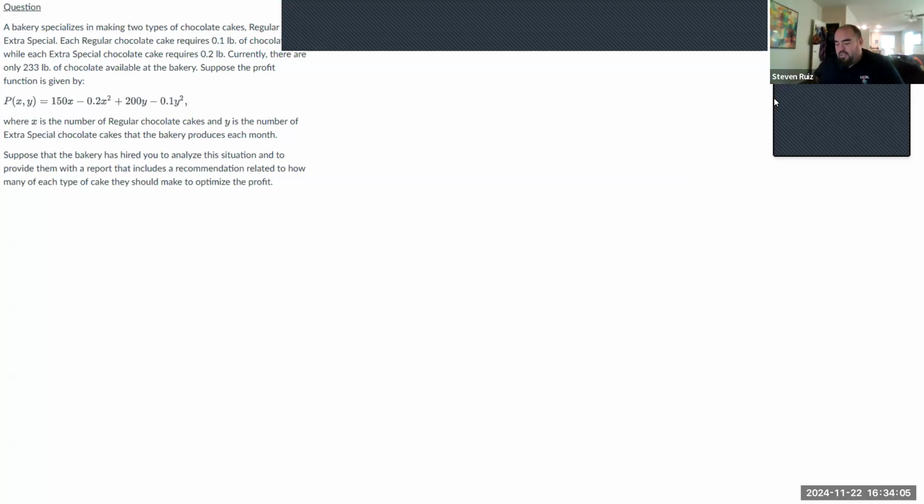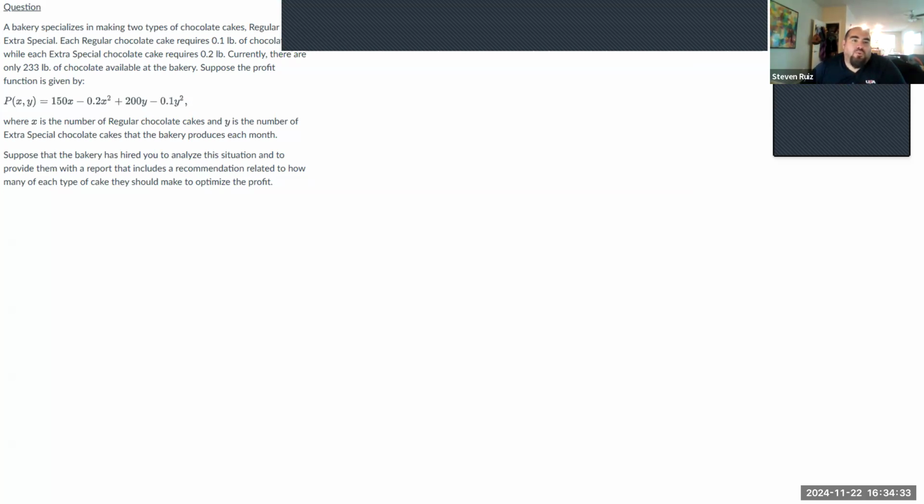All right, let's take a look at the discussion question for module 15. So we have this function here. This is the profit function for this bakery. So what do the variables stand for? X stands for the number of regular cakes that this bakery makes. Y is the number of extra special cakes they make. P is the total profit in dollars you make.